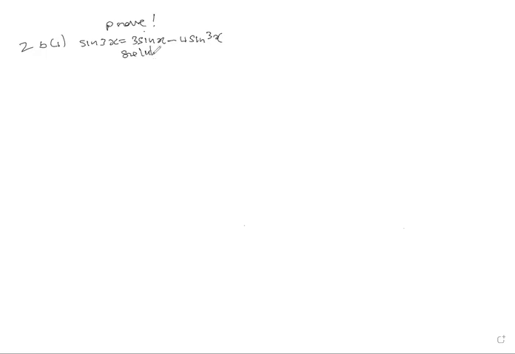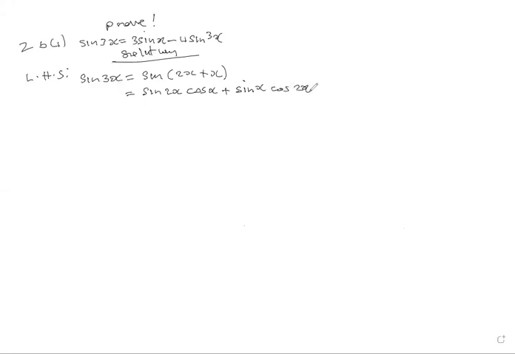So to prove the identity, we can pick one side. Let's start with the left-hand side. We must be able to produce what is on the right. So the left-hand side has sin 3x, and we know that this can be written as a sum of two angles. The angle 3x can be split into 2x plus x. Now this expands into sin 2x cos x plus sin x cos 2x. Remember this identity?